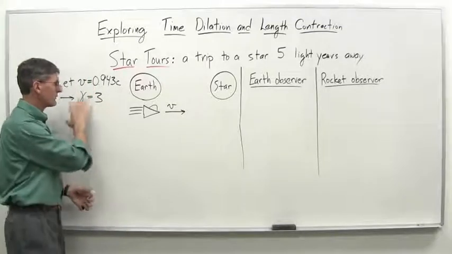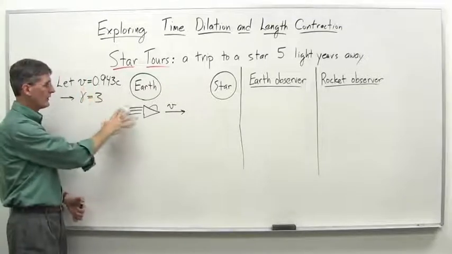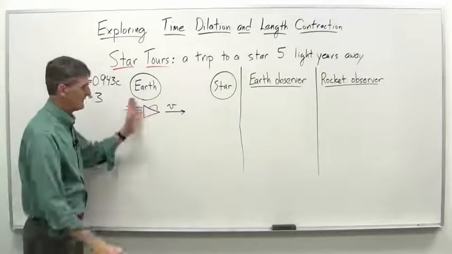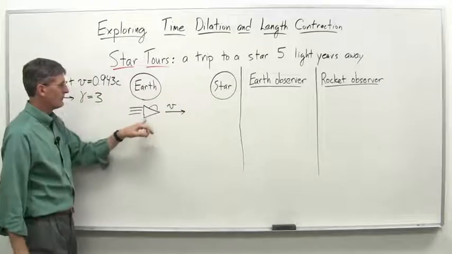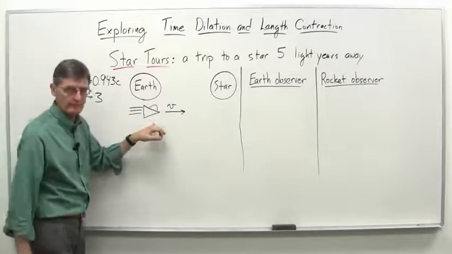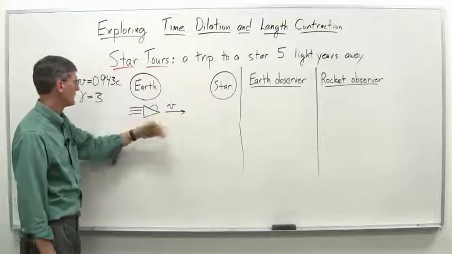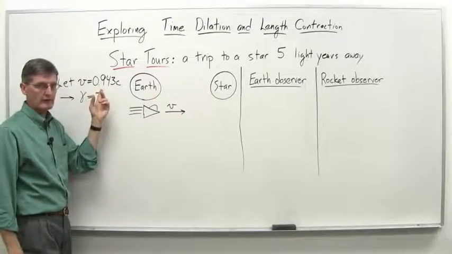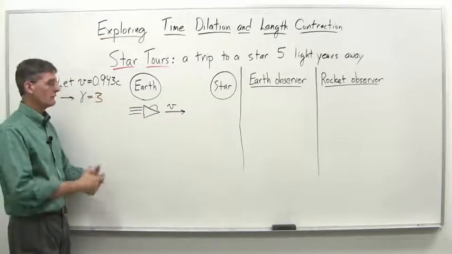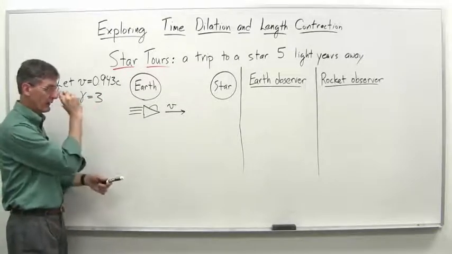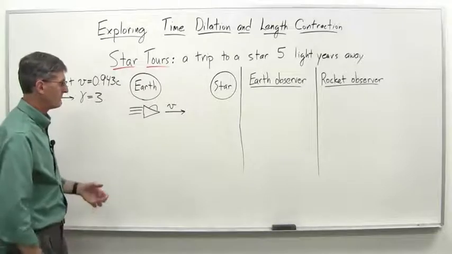So for our trip, we're going to assume that our velocity, so here's Earth, here's the star, sort of compressed together there, but the idea is that's 5 light years away. Here's maybe Bob's spaceship, traveling at velocity v, and we're going to assume v is 0.943 times the speed of light. The reason we chose that, it gives us a gamma factor of 3, so a nice even gamma factor there, Lorentz factor.